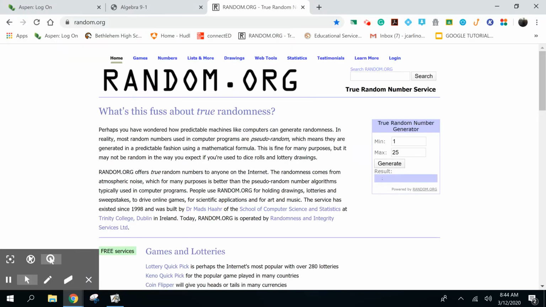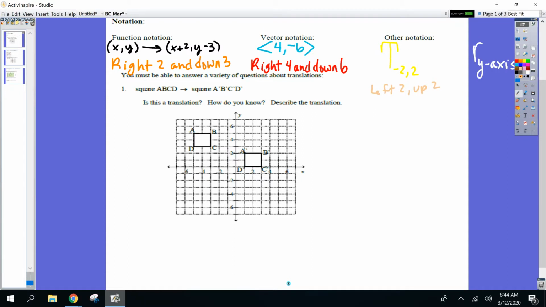Okay, give me directions in your own words. Right 6, down 3. Everyone agree? If this is a true translation, right 6, down 3 should apply to B, C, and D. Check it out. If I go right 5, down 2, not a translation. All 4 points do I move in the same direction. Right 6, down 3.